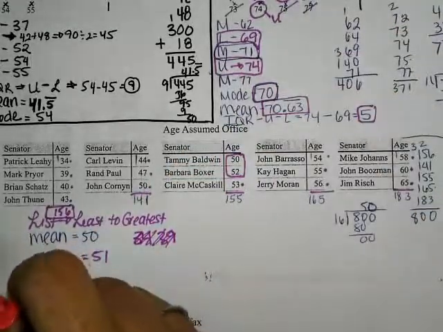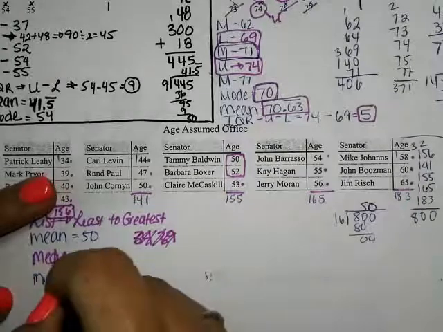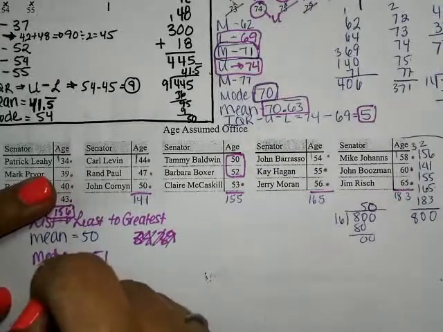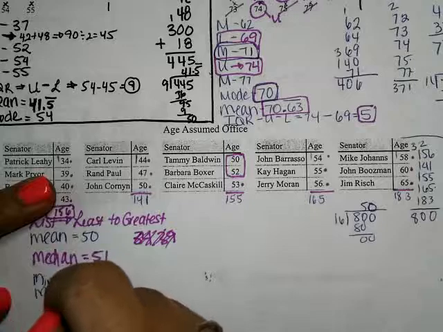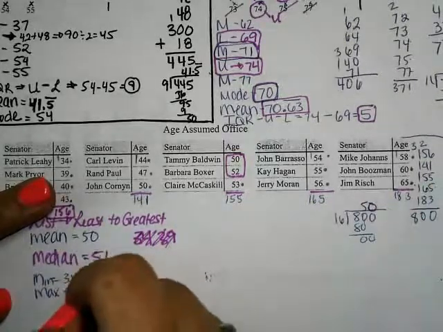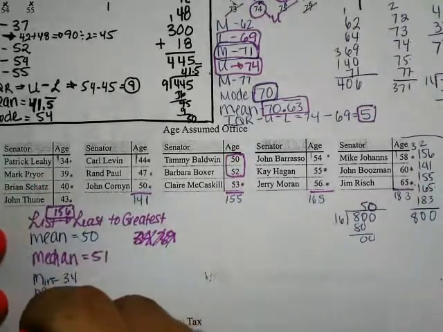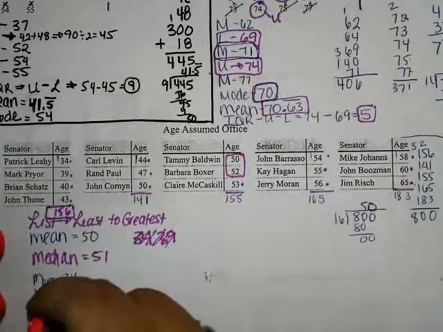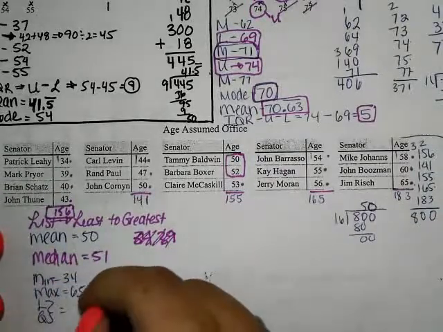Okay, my minimum number is 34. My max is 65. Let's do the lower quartile. And then your upper quartile.